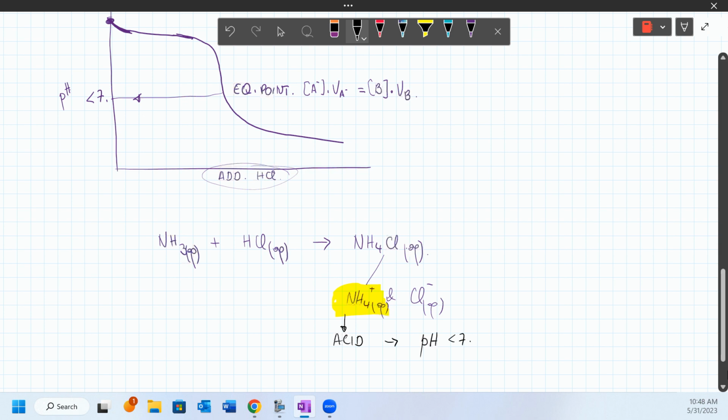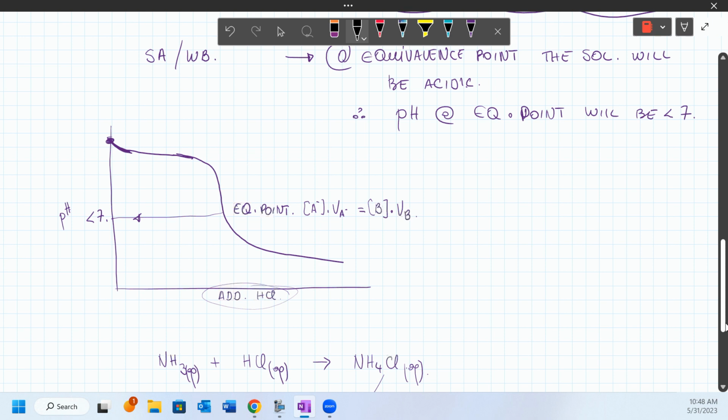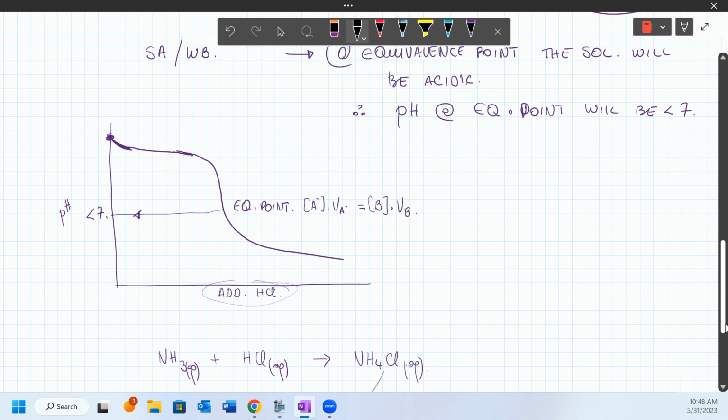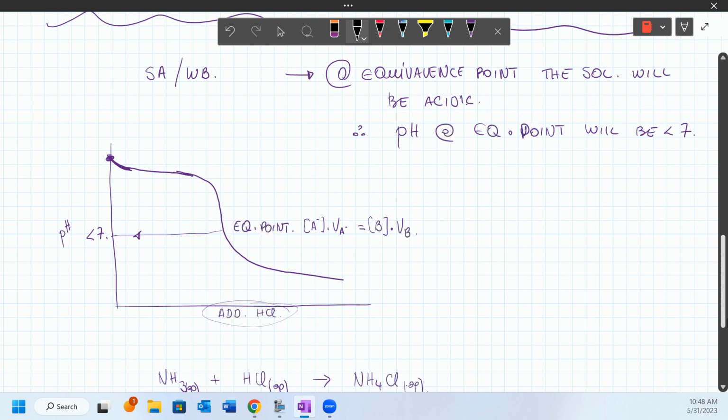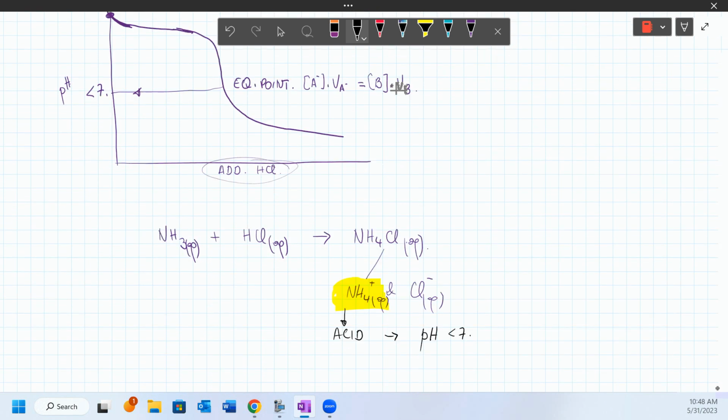So keep in mind that when we are looking at a strong acid and a weak base, the strong one, the acid in this case, takes the power and makes the solution at the equivalence point an acidic one, because the same number of moles will react. So the same number of moles of ammonia and the same number of moles of hydrochloric acid. And as a result of the completion of the reaction, we will have NH4 plus in an aqueous solution, and Cl minus that does not affect the pH value at all.